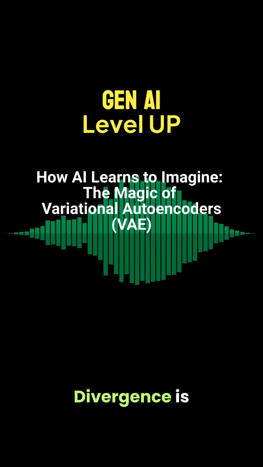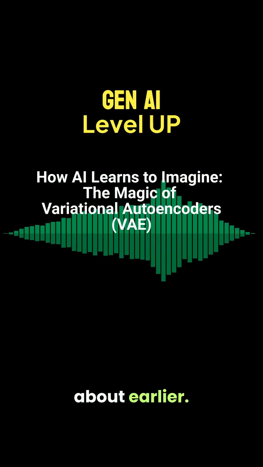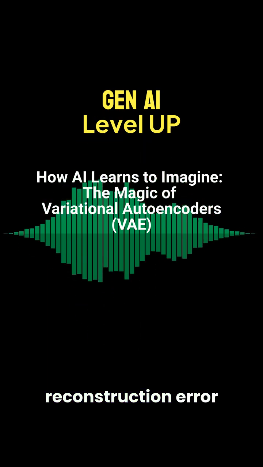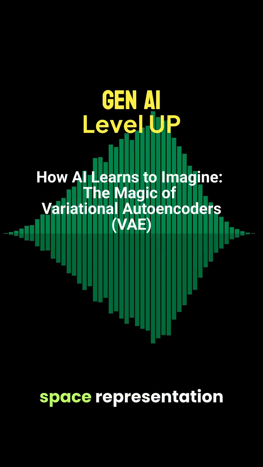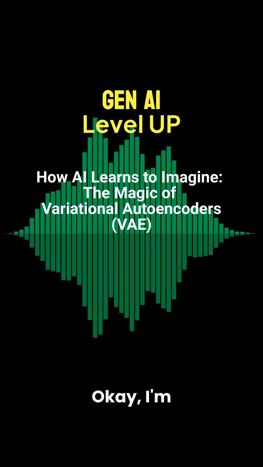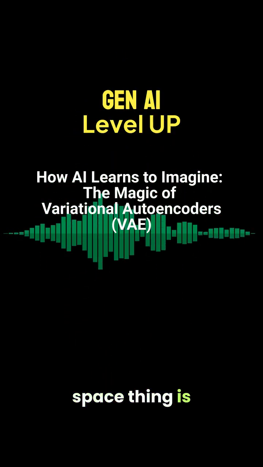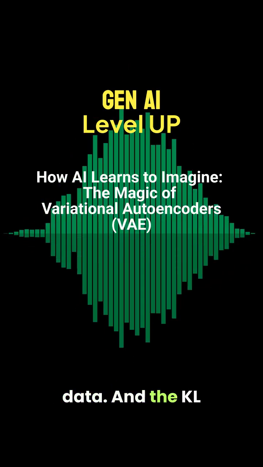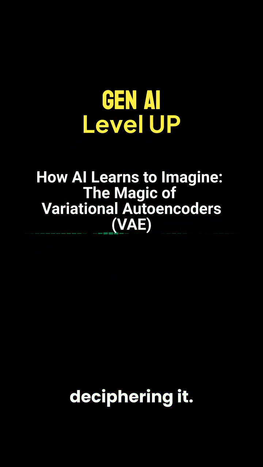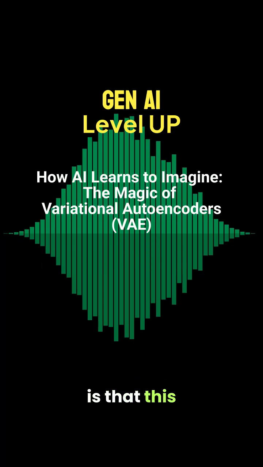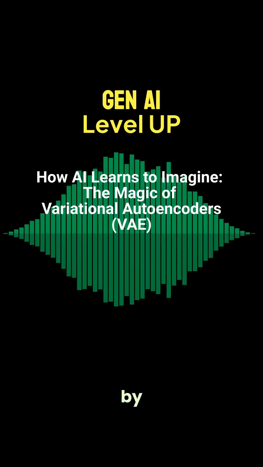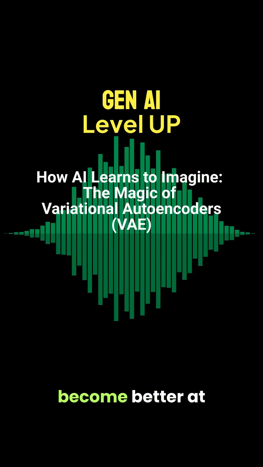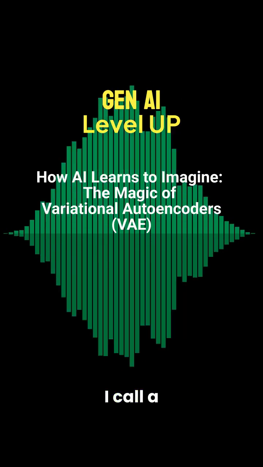Exactly. And the KL divergence is baked right into that balancing act we were talking about earlier. It's all about finding the right balance between minimizing reconstruction error and keeping that latent space representation in check. Okay, I'm starting to see how this whole latent space thing is more than just a mathematical trick. It's like a secret code book for understanding the data. And the KL divergence is the key to deciphering it. What's fascinating here is that this regularization term, by encouraging a structured latent space, actually helps the VAE become better at generation too. Now that's what I call a win-win.